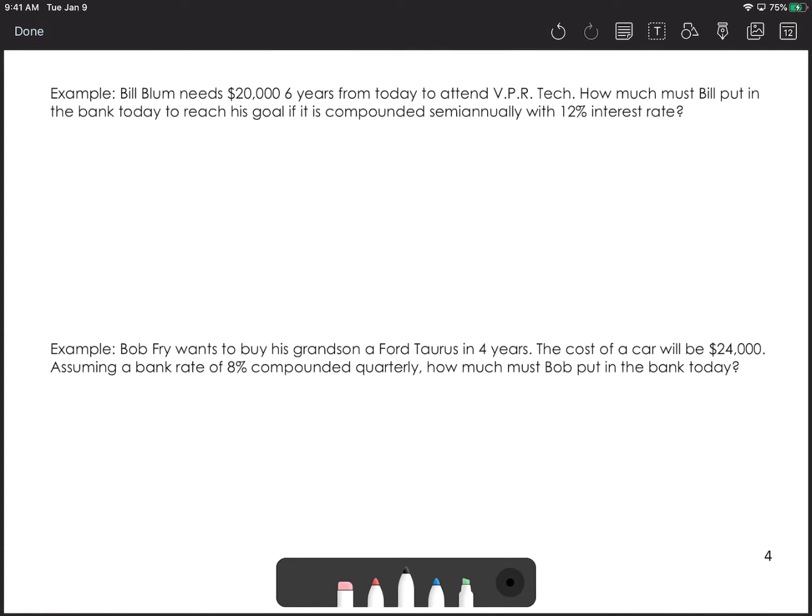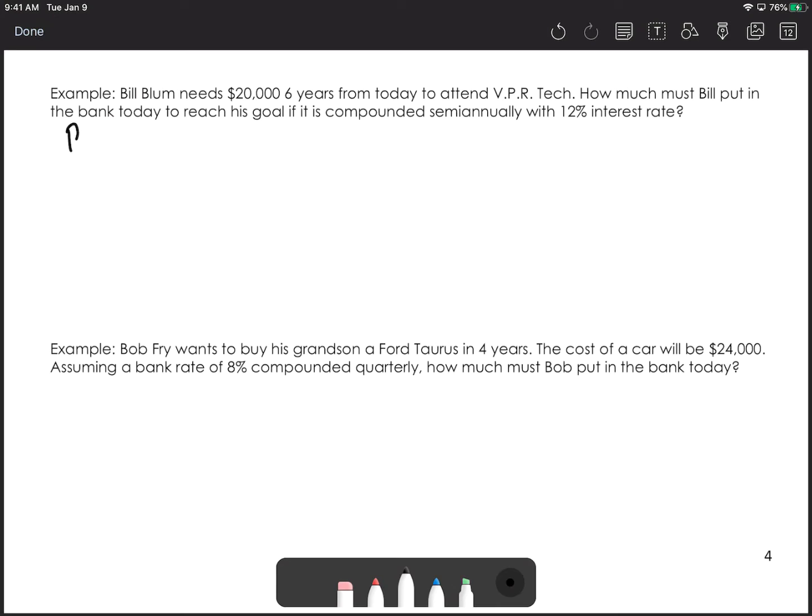Okay, the next example says Bill Blum needs $20,000 6 years from today to attend a VPR Tech. How much must Bill put in the bank today to reach his goal if it is compounded semi-annually with 12% interest? So he knows how much he wants to have in 6 years. He needs to figure out how much he has to invest right now in order to have that $20,000 in 6 years. So this is a present value question, which means we're going to use table 12.3.